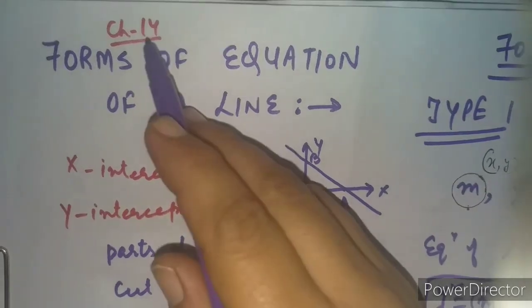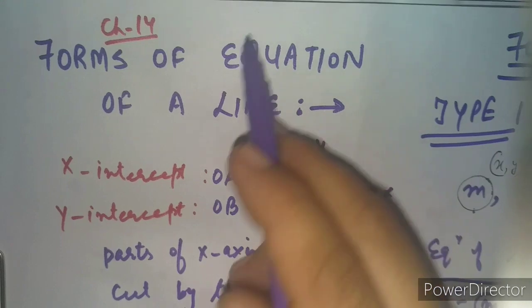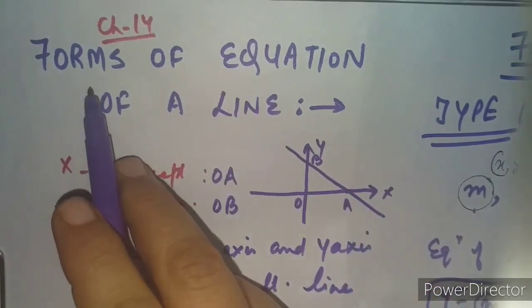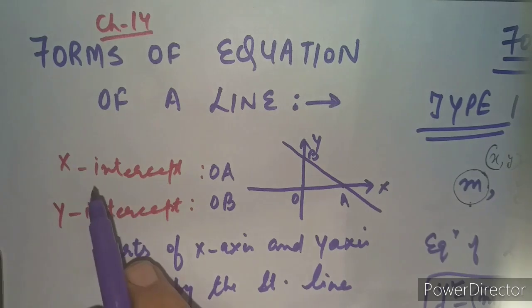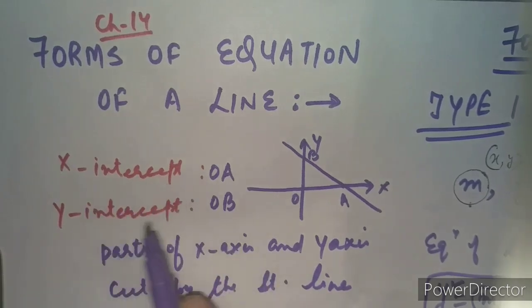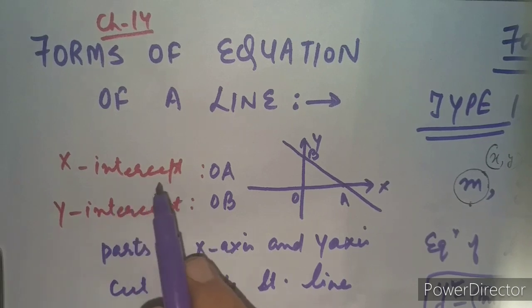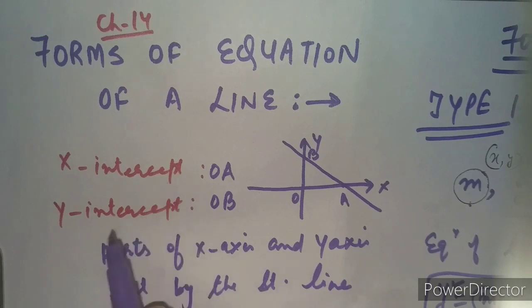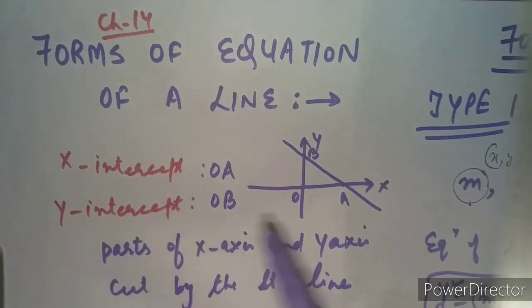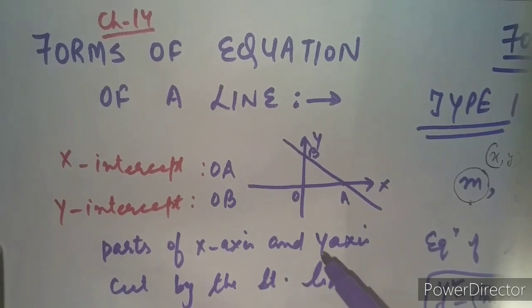Still on chapter number 14, equation of a line of ICSE Maths class 10th, right? In this video I'm talking about the forms of equation of a line. Before that I want to explain to you what is the meaning of x-intercept and y-intercept. See the spelling, the word intercept, C-E-P-T, x-intercept and y-intercept. Okay, so this is a very small concept but very useful to us for solving our next questions.